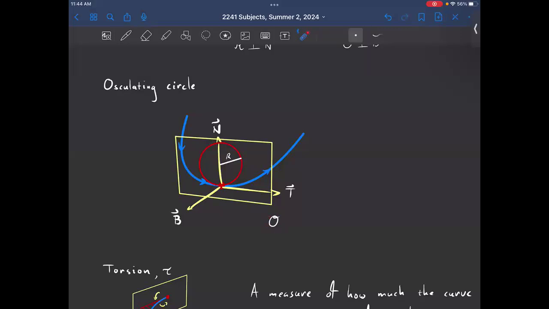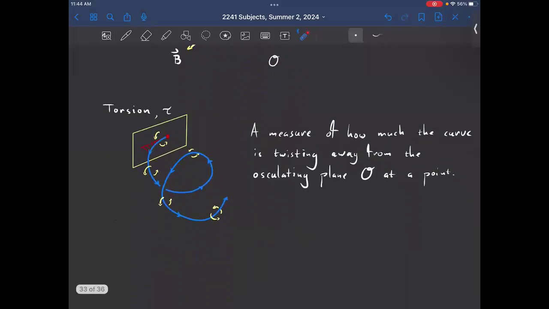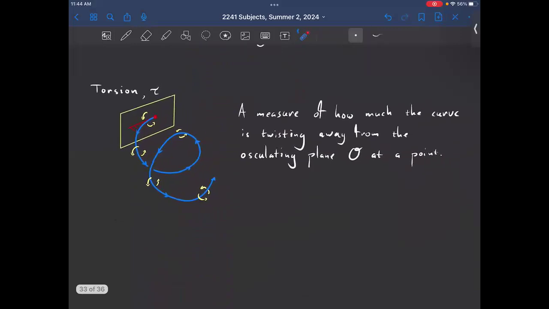The osculating circle, well, is contained in the osculating plane that I just mentioned. And it is, again, the circle with radius that is inverse to the curvature at that point. And its second derivative here, parameterized, should match the second derivative of the blue curve at that same point. All right, last up is torsion. So this is a measure of how much the curve is twisting away from the osculating plane at a point. So here's our osculating plane, and the curve is then twisting away from it here. You can see that it's got some distance between it.